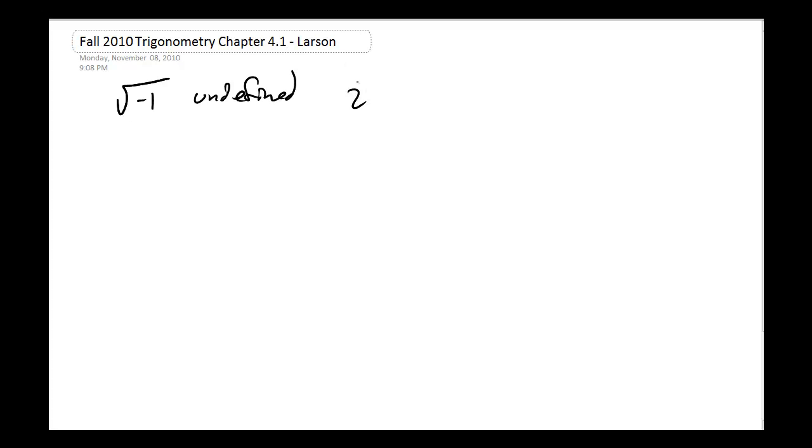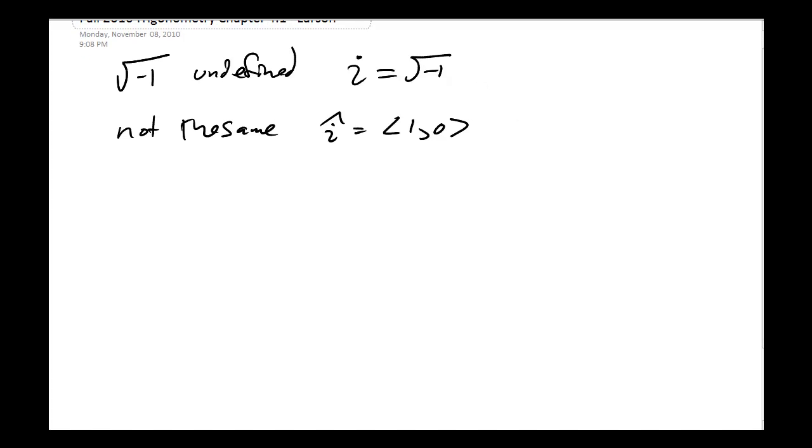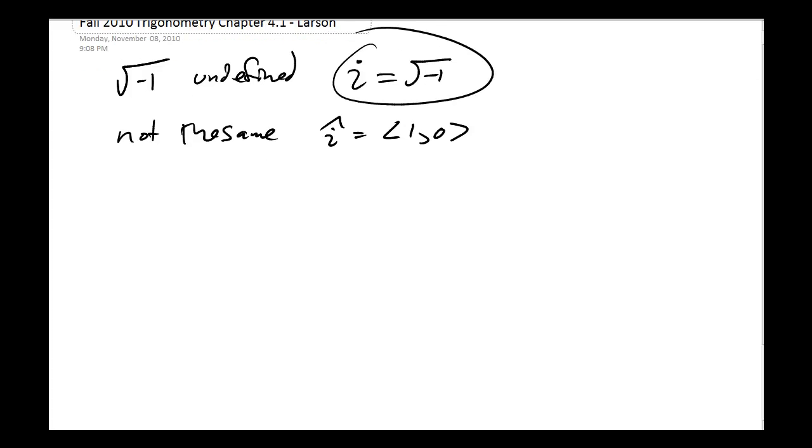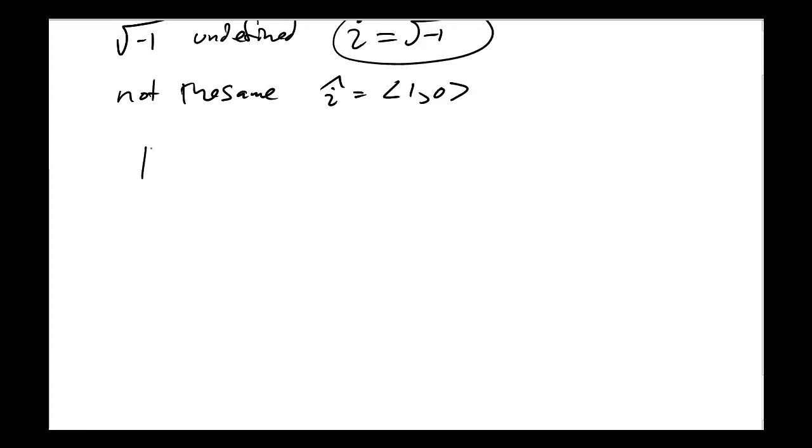But complex numbers are all about the idea of giving the square root of -1 a name, and we call that name i. This i is not to be confused with the i hat, which is a vector, meaning (1, 0). These are different. So, we want to talk about this complex i. First, a little bit about complex numbers.